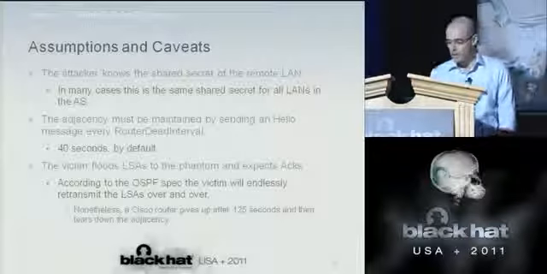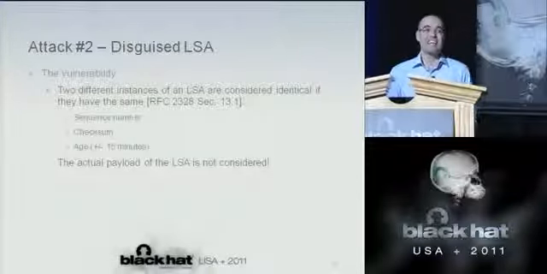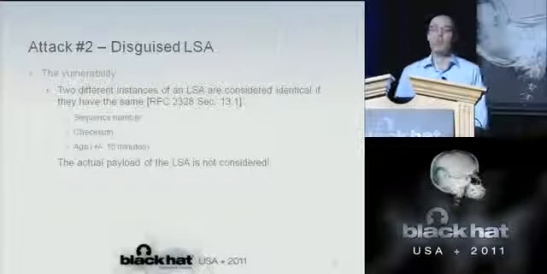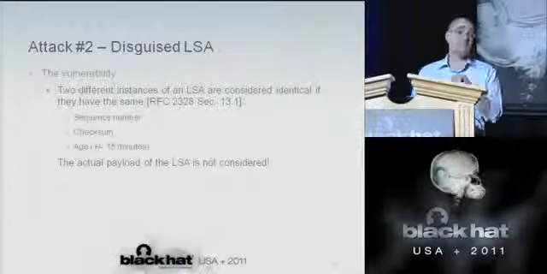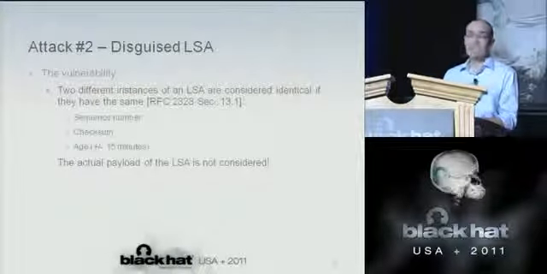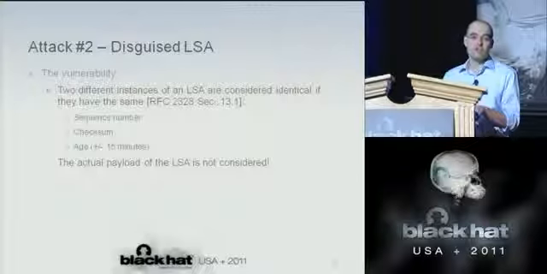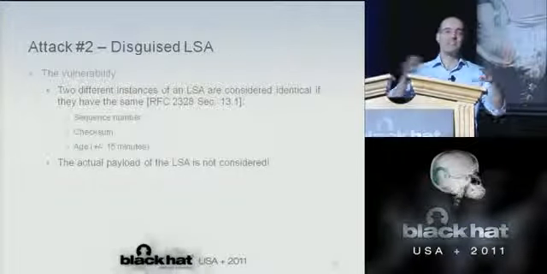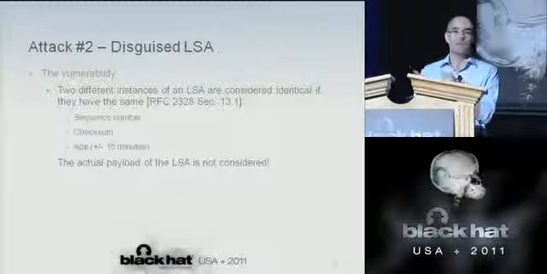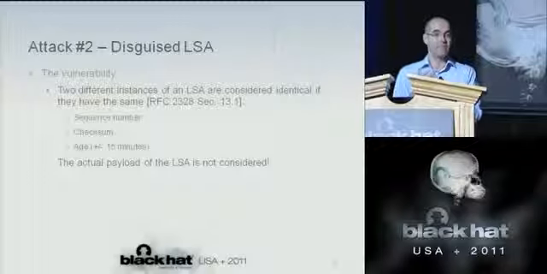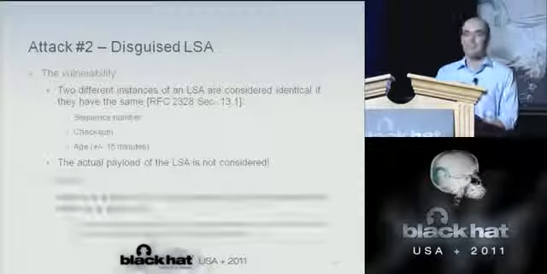Okay. So let's now continue with the much more powerful attack, which is named the disguised LSA. Here, the vulnerability is as follows. Two different instances of an LSA are considered identical by the router if they have the same exact fields: the sequence number, checksum, and age, where the age has a plus or minus 15 minutes range. The actual payload is not considered. This means that two different LSAs with totally different links in them can still be considered identical by a router if they have the same checksum, sequence number and age. That's interesting, and let's see how an attacker can exploit this vulnerability.